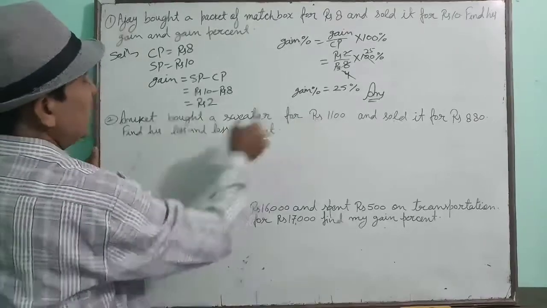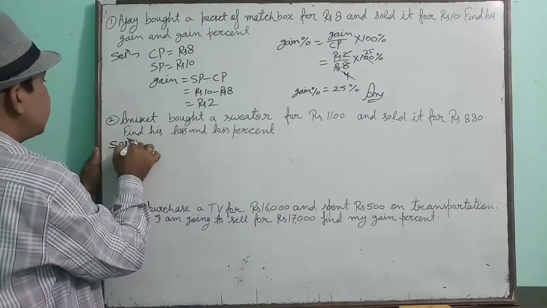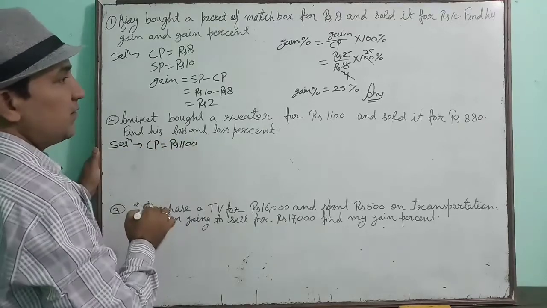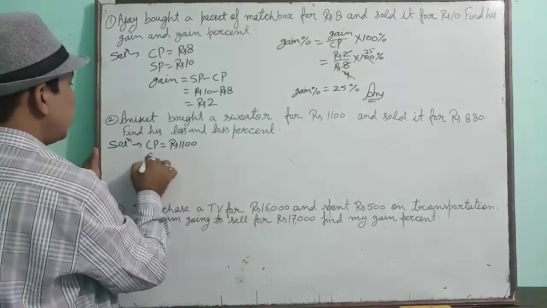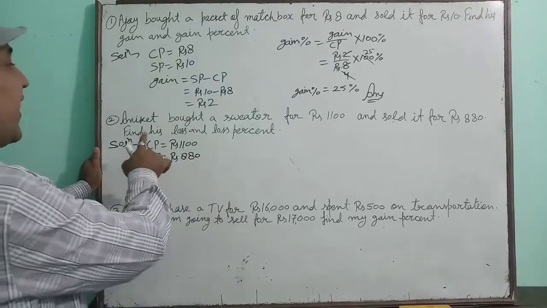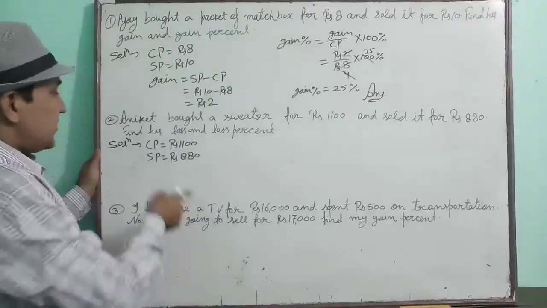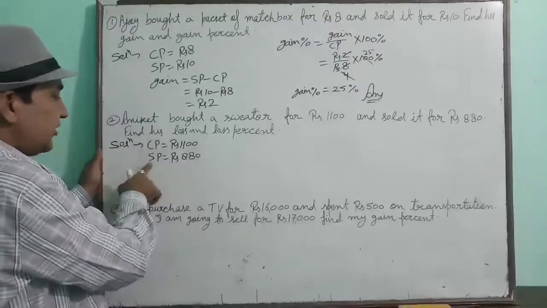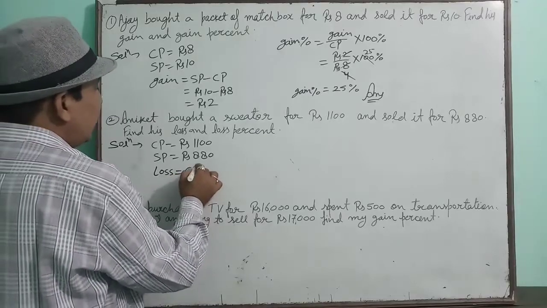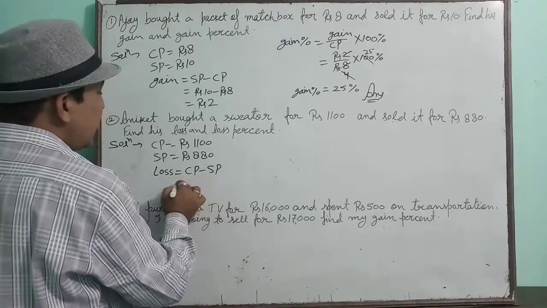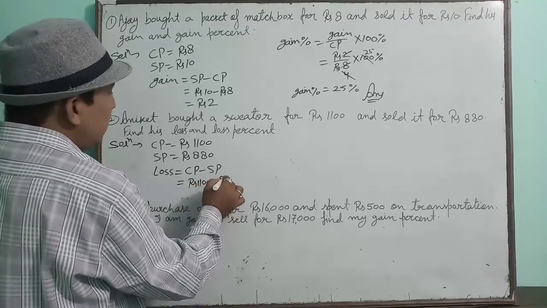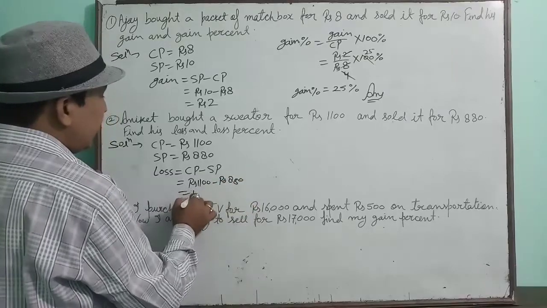Aniket bought a sweater for rupees 1100. Again cost price has been given here. Cost price is rupees 1100 and sold it for rupees 880. Selling price is 880 rupees. Find his loss and loss percent. Children, if cost price is greater than selling price, then there is loss. And formula for loss is cost price minus selling price, means rupees 1100 minus rupees 880.